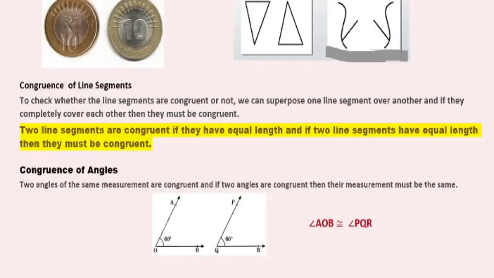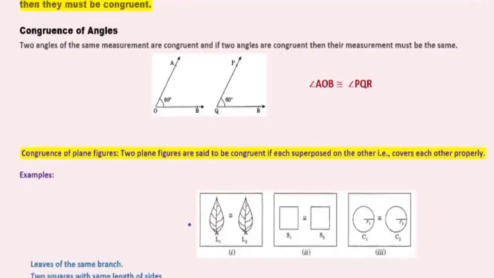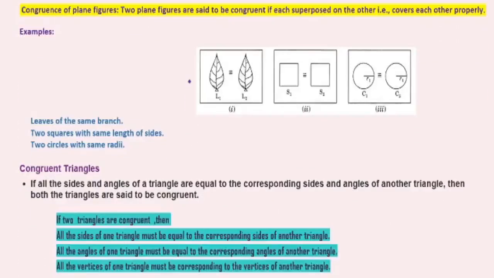Now we will look at some more examples. Congruent plane figures. Two plane figures are said to be congruent if each superposes on the other, that is, covers each other completely. Here superpose means one figure covers the other figure completely. Here some figures are given. First one, we can take two leaves of the same branch, L1 and L2. These two leaves have the same shape and size, so they are congruent.